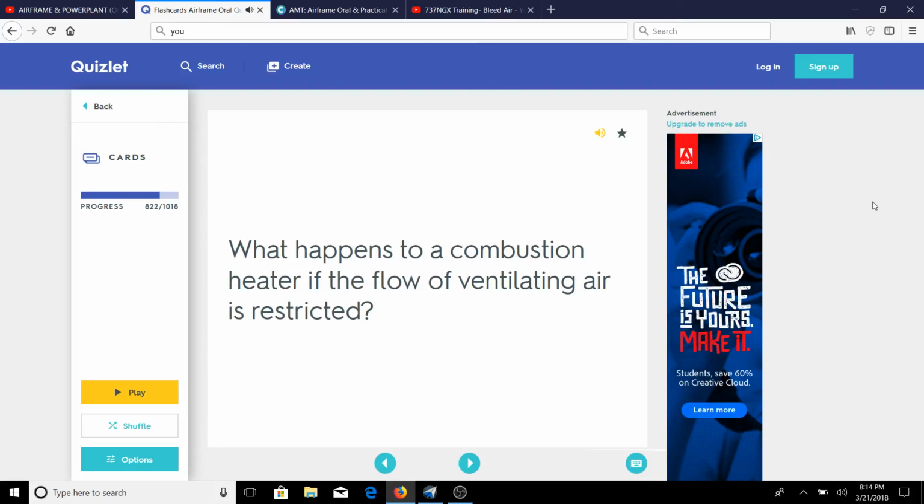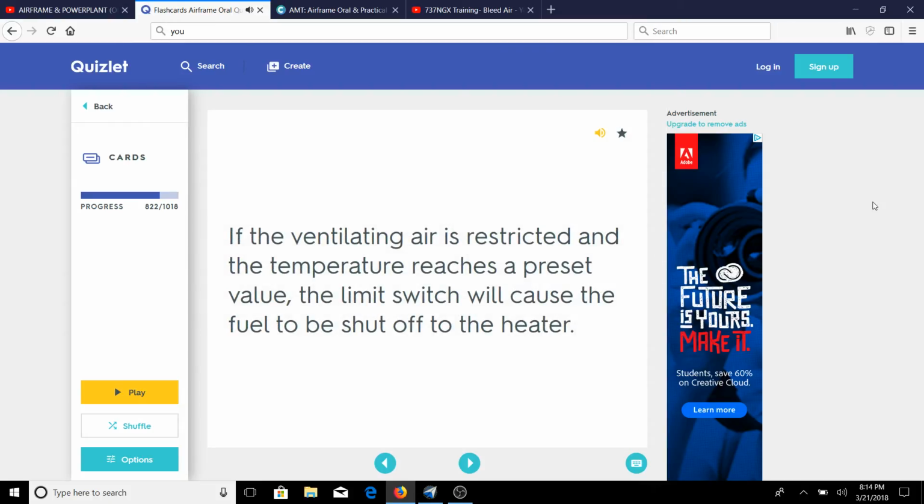What happens to a combustion heater if the flow of ventilating air is restricted? If the ventilating air is restricted and the temperature reaches a preset value, the limit switch will cause the fuel to be shut off to the heater.